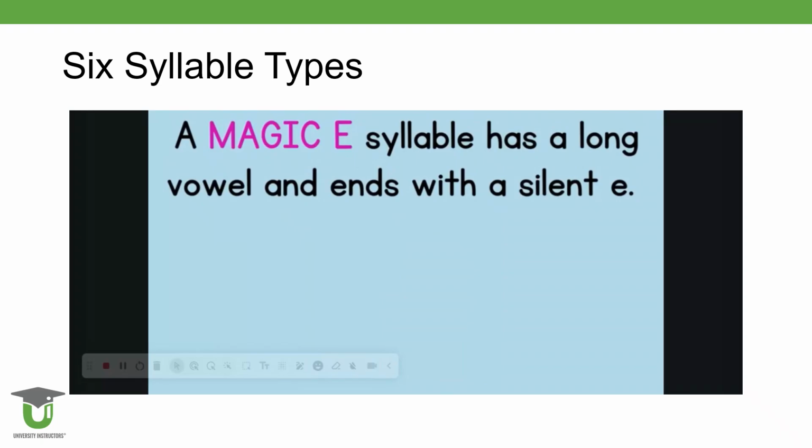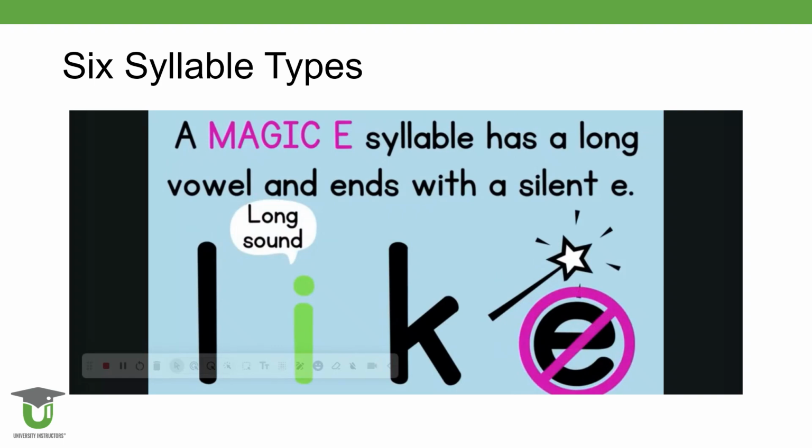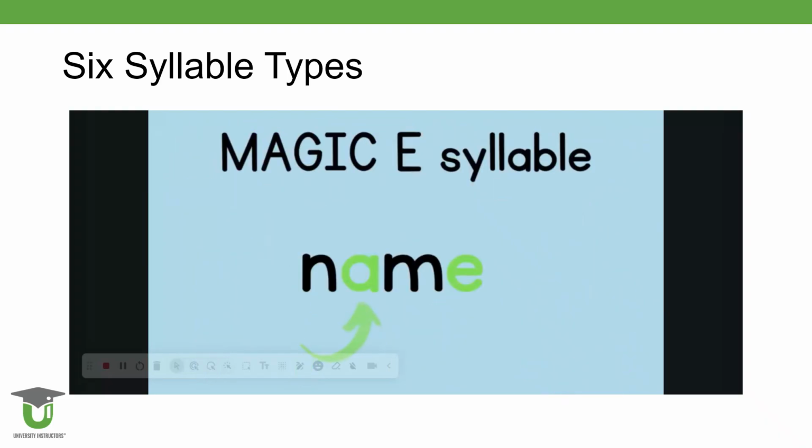Another type of syllable is the magic E syllable. A magic E syllable has a long vowel and ends with a silent E. In like, the I says its long sound or its name I, and then the E at the end doesn't say anything. Just like in the word name, the magic E at the end makes that A say its long sound A, and the E stays quiet.